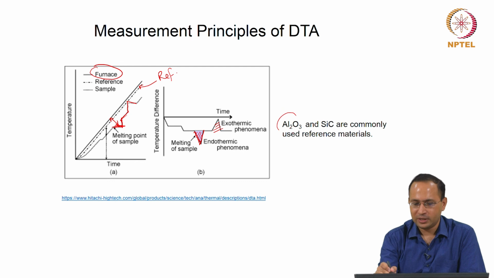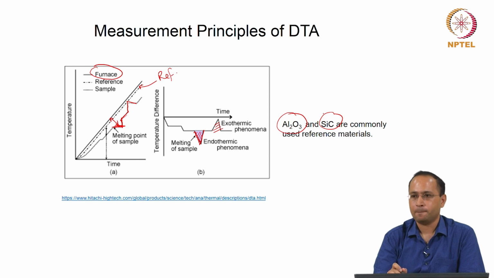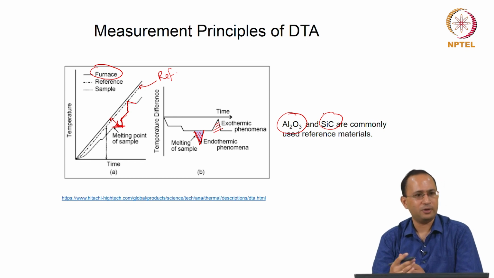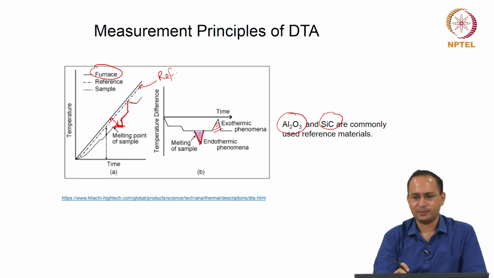It is also important to keep in mind that the reference material used in DTA analysis should not react. Alumina is a commonly used reference material to analyze cements, for example. Silicon carbide is another material. But as you know, we have to use a reference material which does not change with temperature.